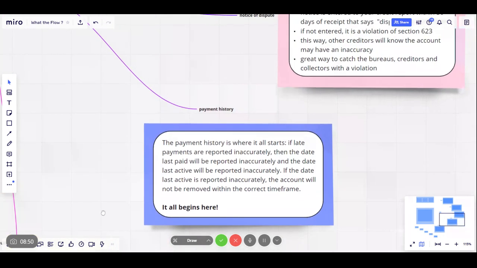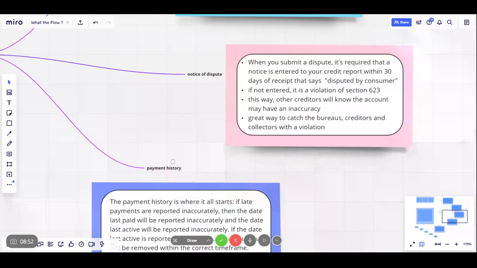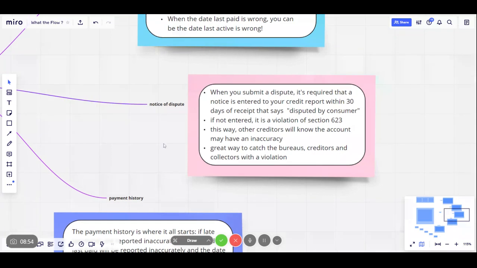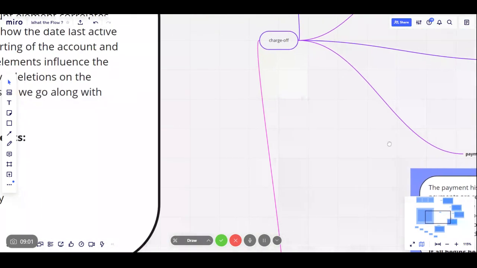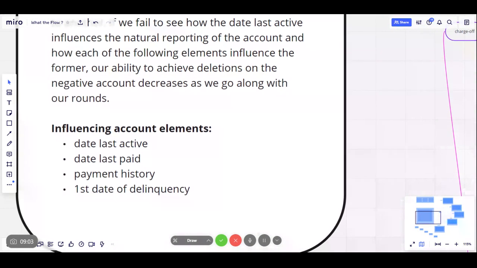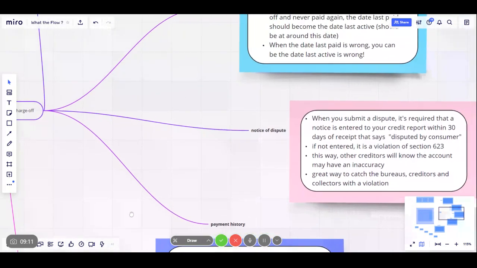Now, we're going to throw something else in here that's very, very important, and it's called the notice of dispute. So now, does this have to do with late payments? No, it does not. But it does have to do with these elements right here: influencing account elements: date last paid, date last active, payment history, first date of delinquency, and notice of dispute.